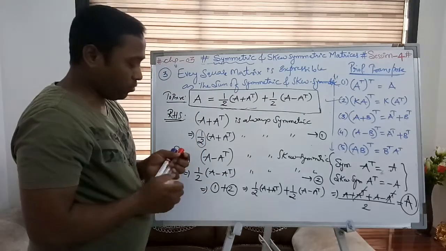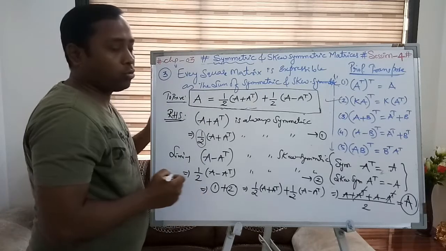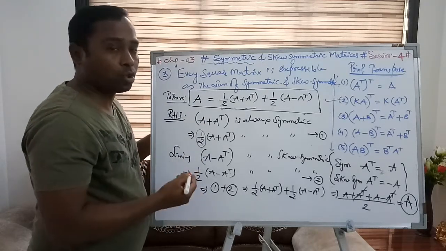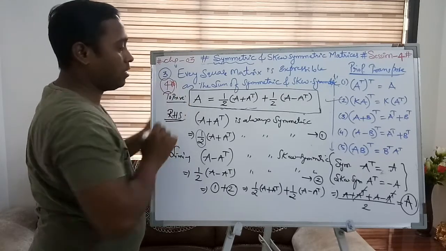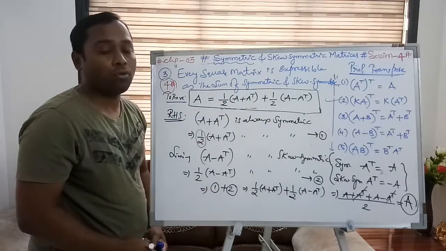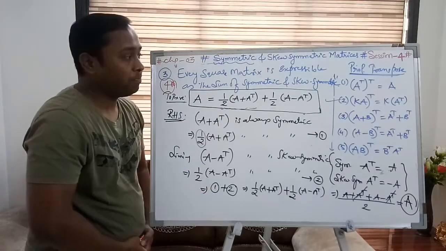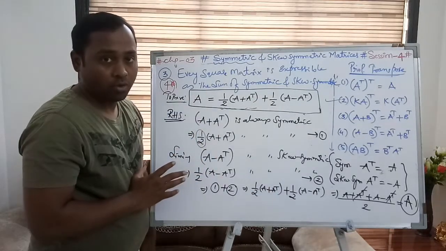This is a very, very important result. By theorem and also in the form of questions, they are asking these concepts for 4 marks. So please remember, these are asked as 4 marks long type questions. So here this result is over.